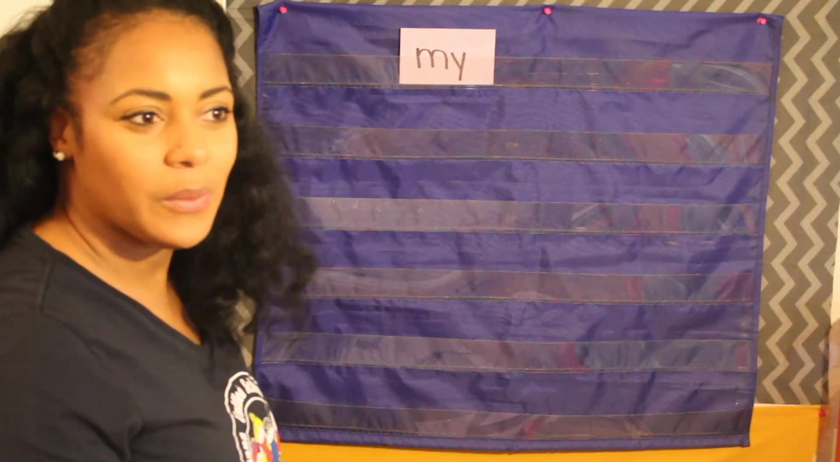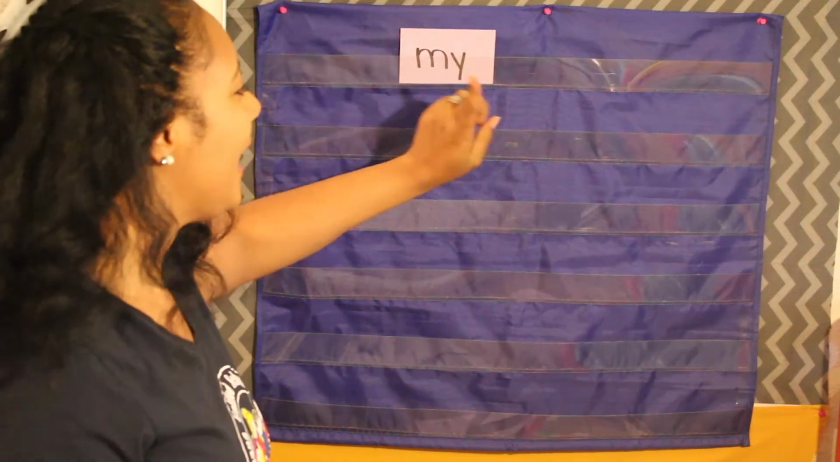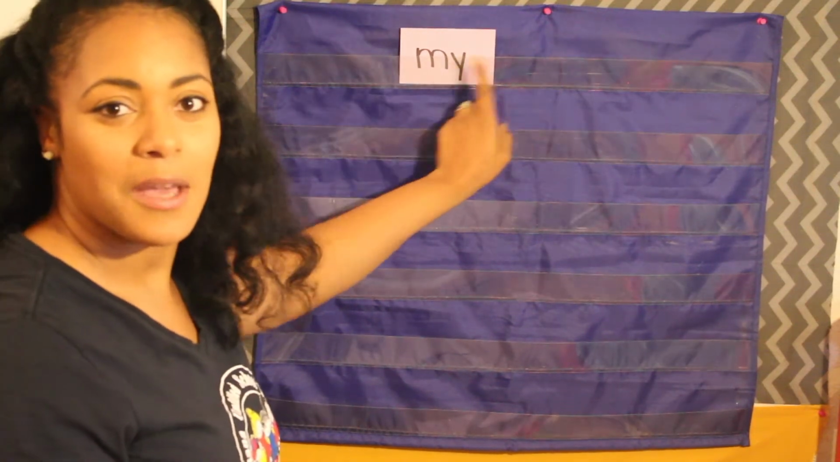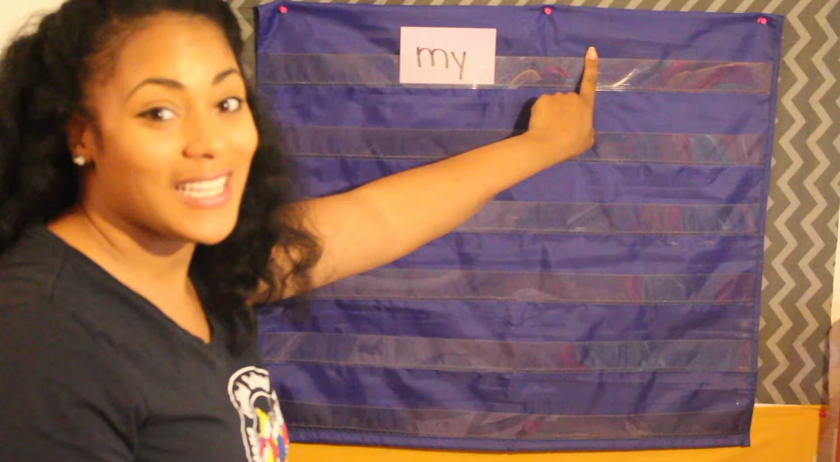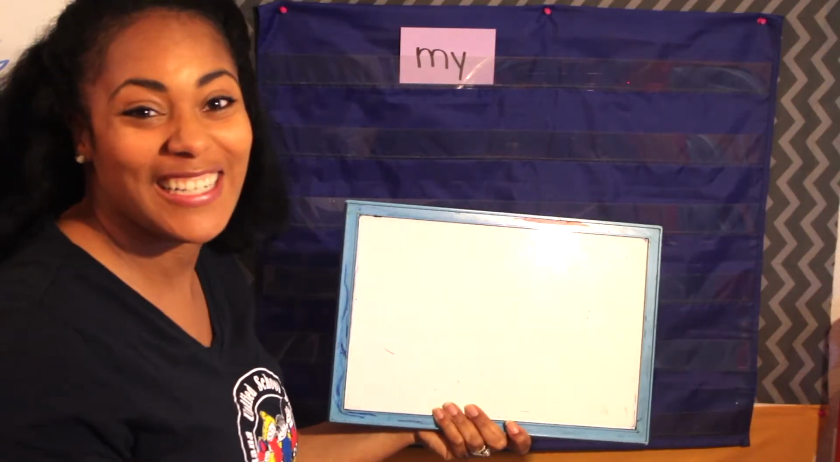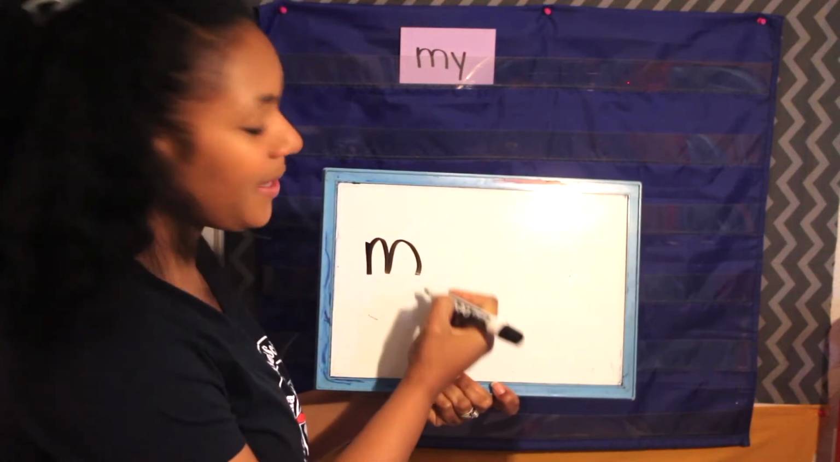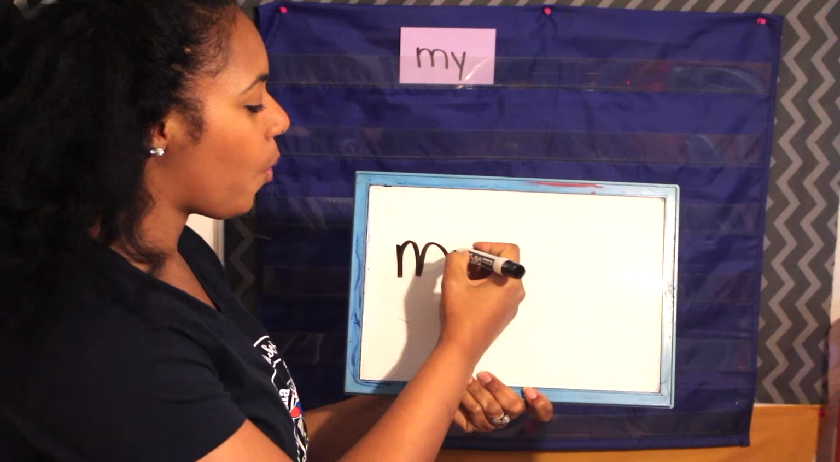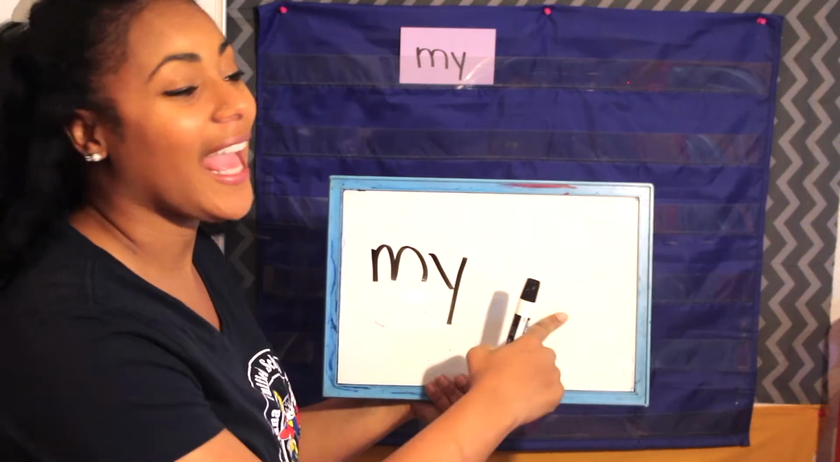Let's see. What could we say after the word my? My hat. That's a good sentence. My hat. So we're going to write down my hat on our piece of paper. For the word my, we're going to start with the M. M-Y. My. We want this sentence to say my hat.